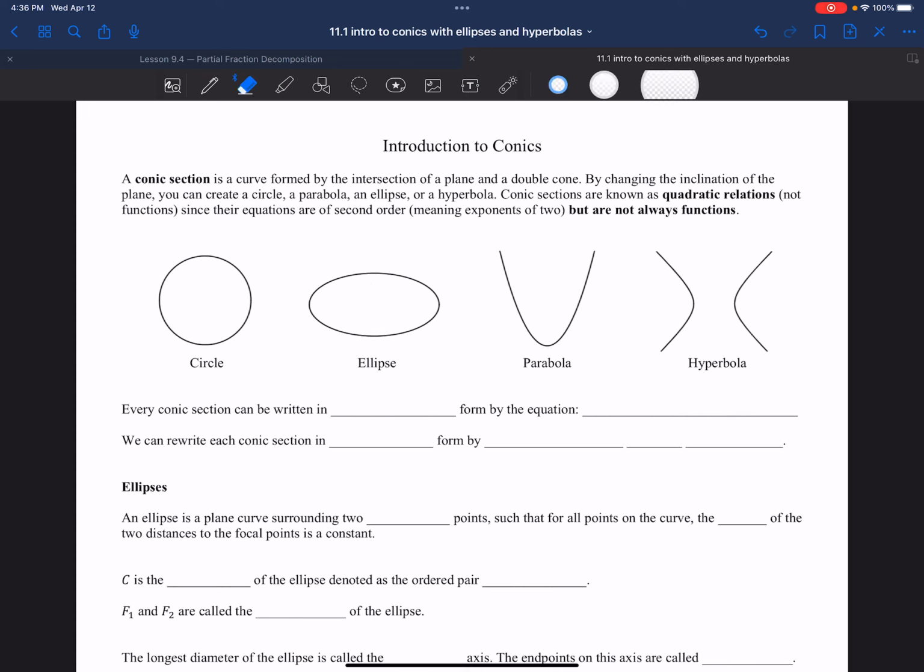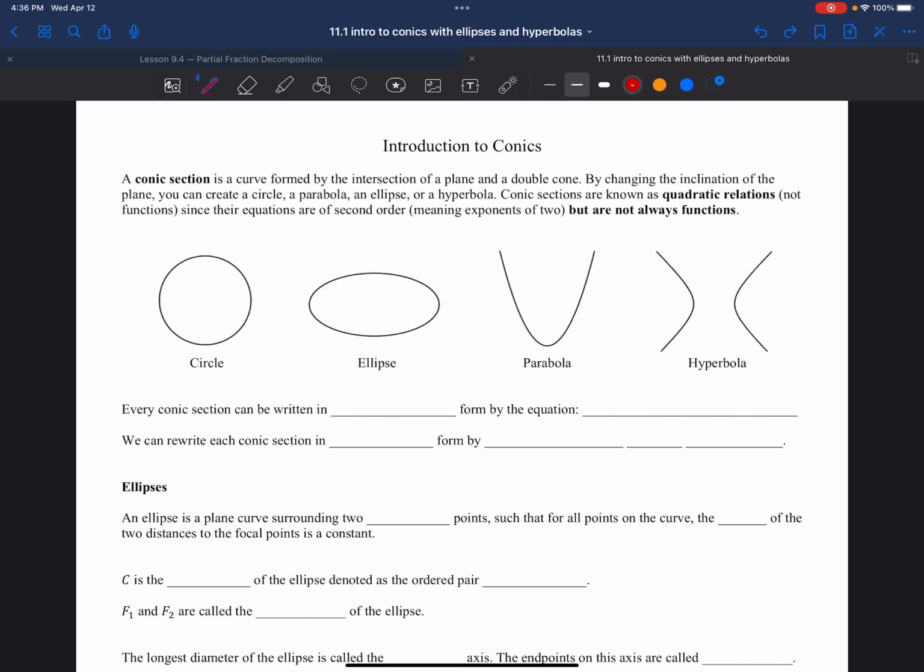Now, I will briefly talk about these, but just know that this video is not very sufficient for the intro to conics. It's more just the graphing of ellipses and hyperbolas. That's really what I'm going to be focused on in this video. Anyway, so a conic section is a curve formed by the intersection of a plane and a double cone.